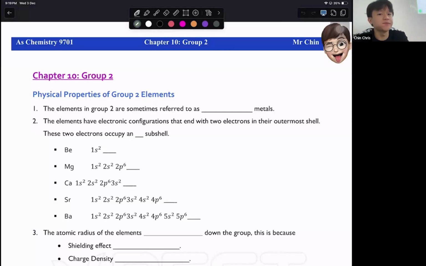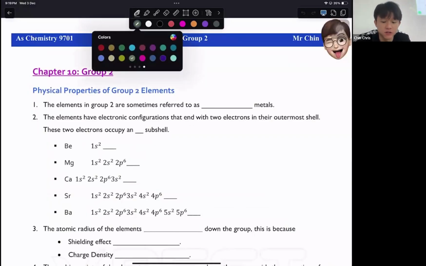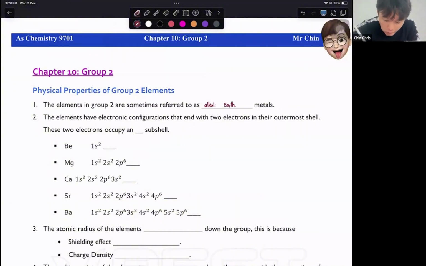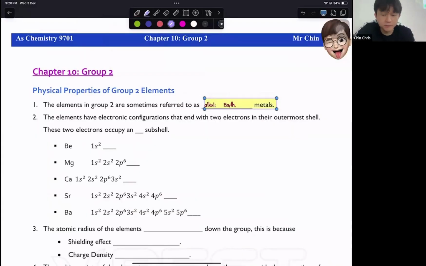Okay, right now let's look at group 2 elements. Group 2 elements have another name given to them. We call it alkaline earth metal. So guys, for alkaline earth metals, what do we have? They have 2 electrons occupying an s subshell. For example, we have 1s2, 2s2, 3s2, dot dot dot.